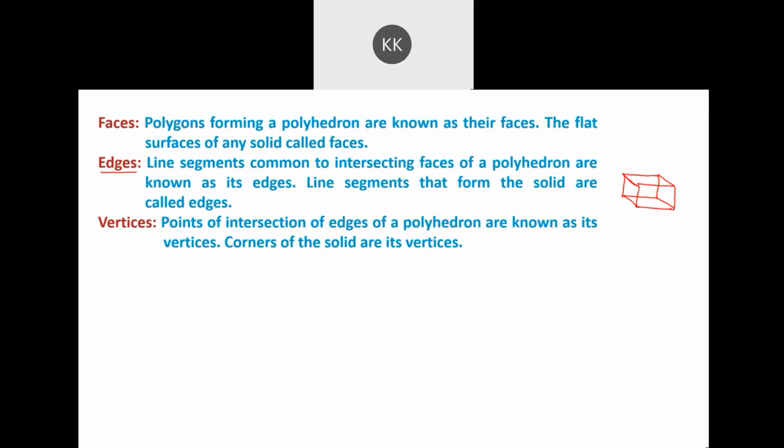These 12 particular edges are line segments formed by joining the ends of the faces. They are called edges. So we have got 12 edges in total for a cube. How about the vertices? The vertices, sir, means the point of intersection. Very good. 8 vertices. So there will be 8 vertices.